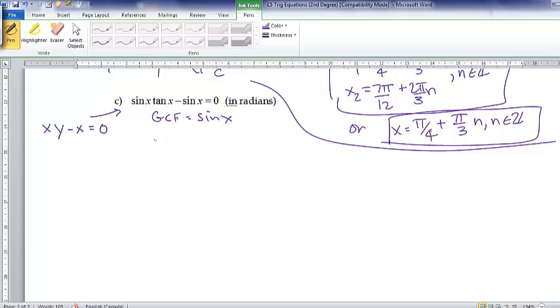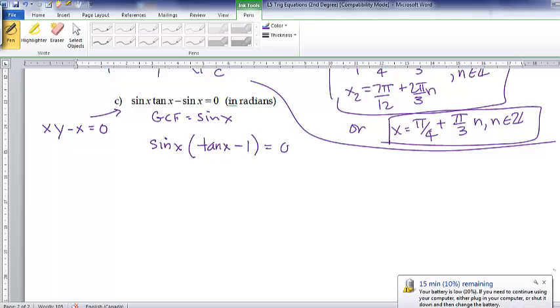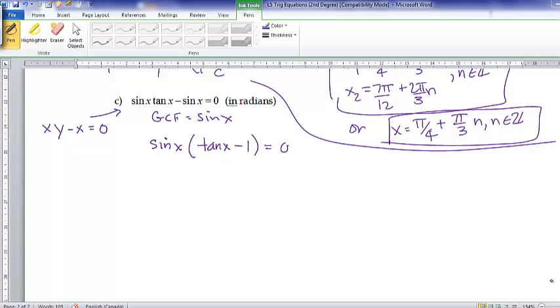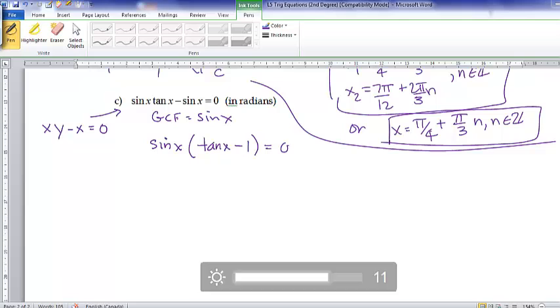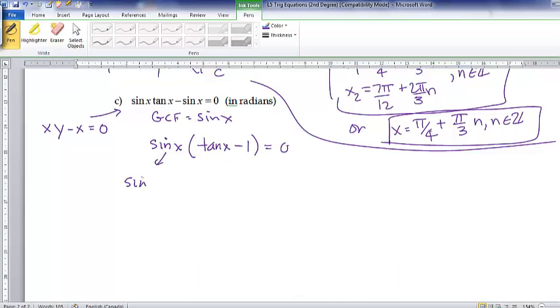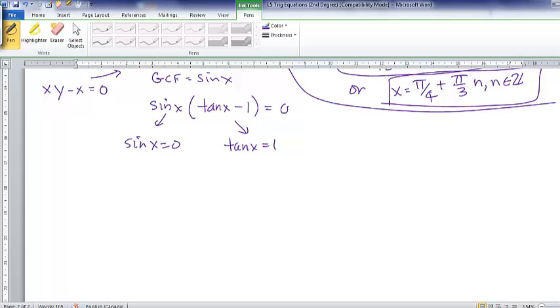So what I'm going to do is pull a sine x out. When I do that, I'm left with tan x minus 1 equals 0. Oh, my battery's dying. Okay, so now I can solve each of those separately, just like we've done before. So the one on the left, sine x, that could be 0. And the one on the right, tan x, that could be 1. And those would both give me very good solutions.